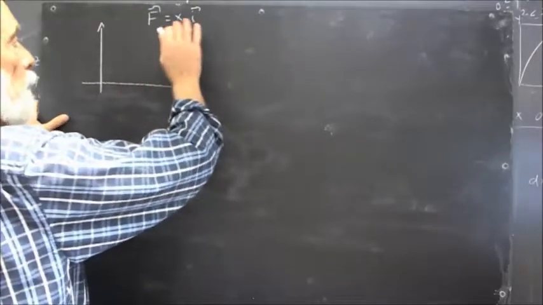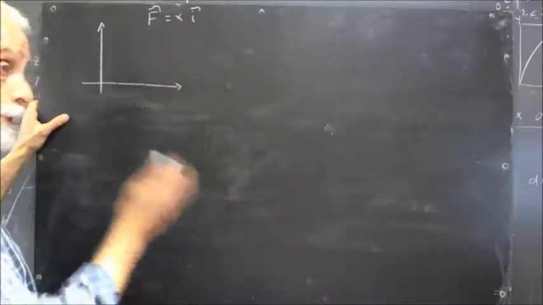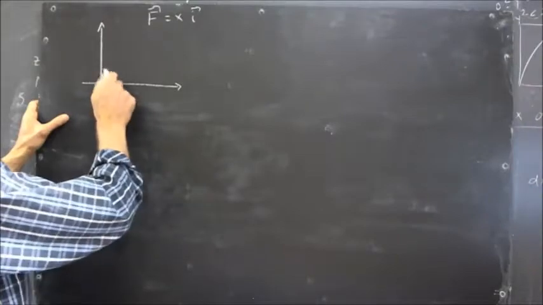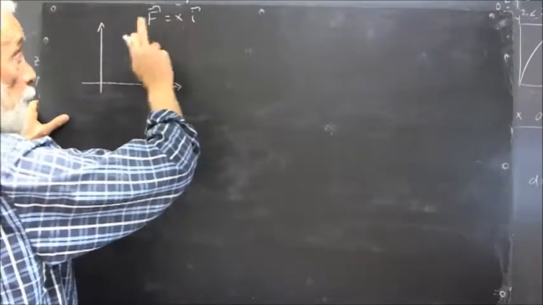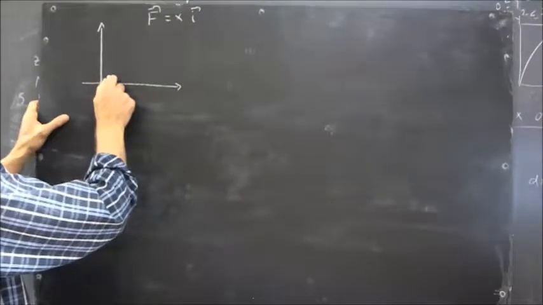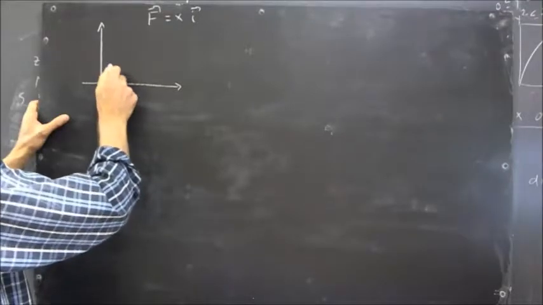And also, the size of the field is directly proportional to how far we are from the axis. Go twice as far from the axis, x gets twice as big, so f gets twice as big. So on the axis, the field is zero.